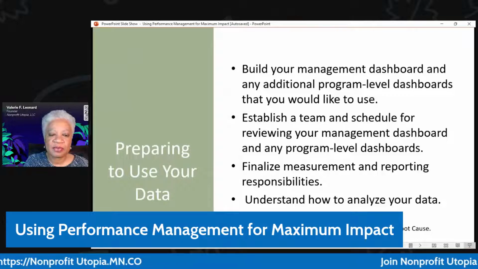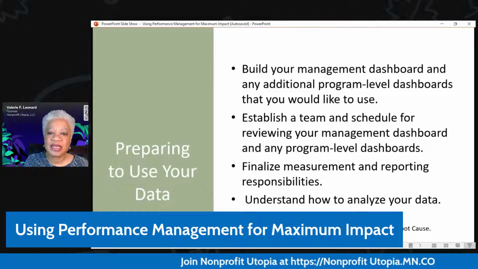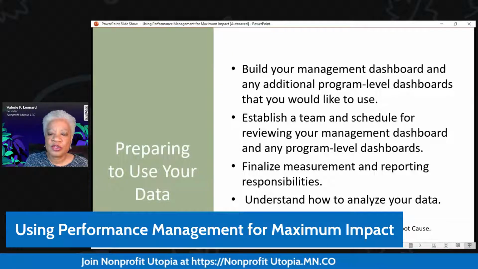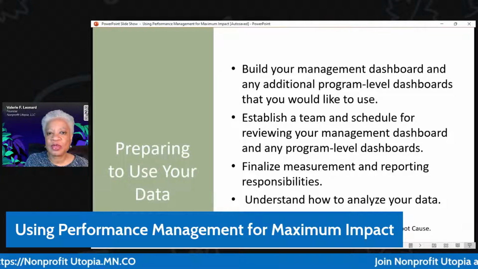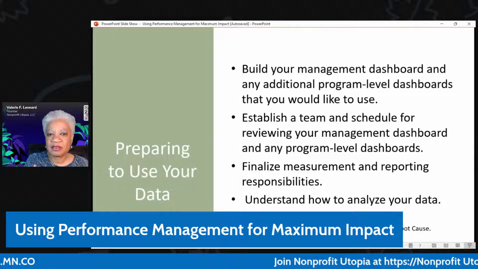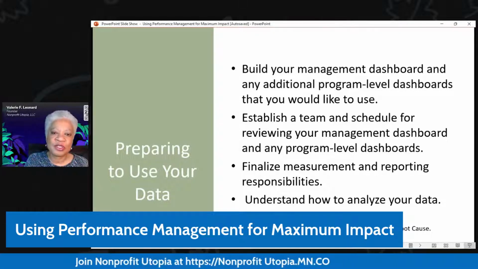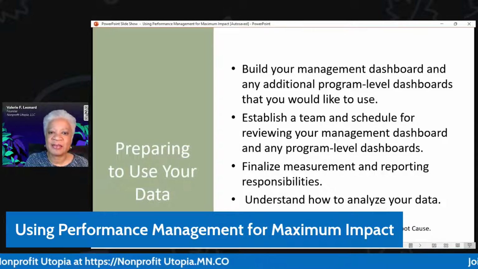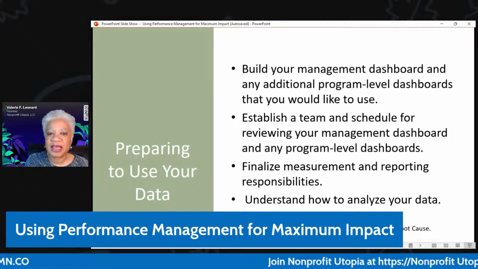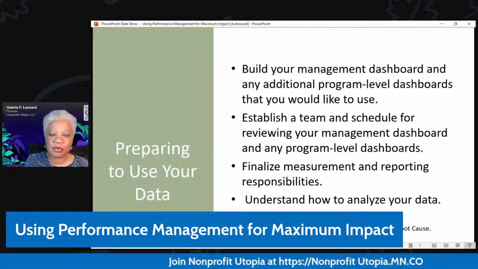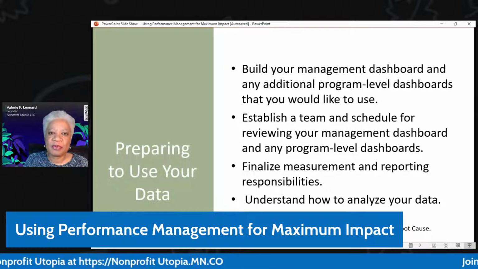And then next, you have to prepare to use your data, right? So preparing to use your data, basically you want to establish a team, right? Who's going to prepare the different dashboards and scorecards, right? And you have to design your dashboards and scorecards in such a way that you can look at them and immediately be able to make some sort of determination as to how the programs and how the organization is doing. You also want to finalize the measurement and the reporting responsibility.